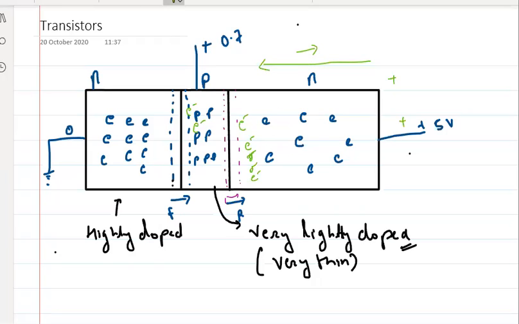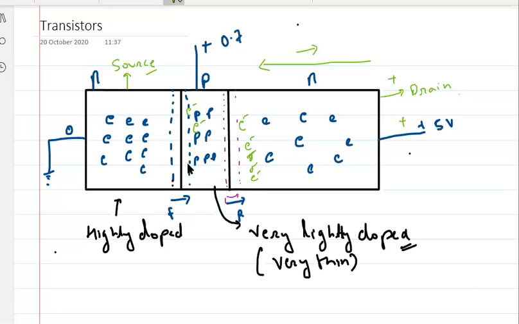Okay, now think about it. Out of these three, which is acting as a source of electrons? Which side is acting as a source of electrons? Leftmost. Very good. So this is acting as a source. Which is acting as a drain of electrons? Drain means from where electrons are leaving out. Right side. Very good. Most of the electrons are going out from this side.